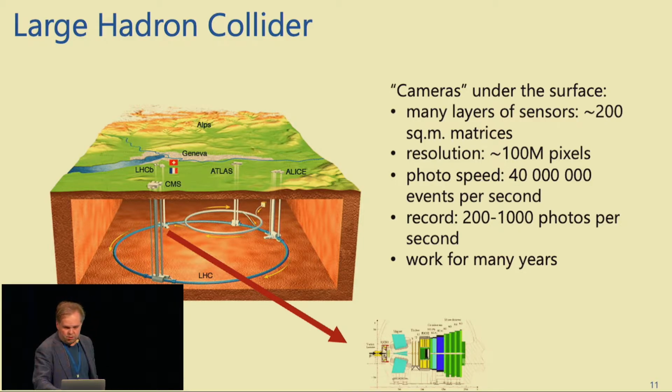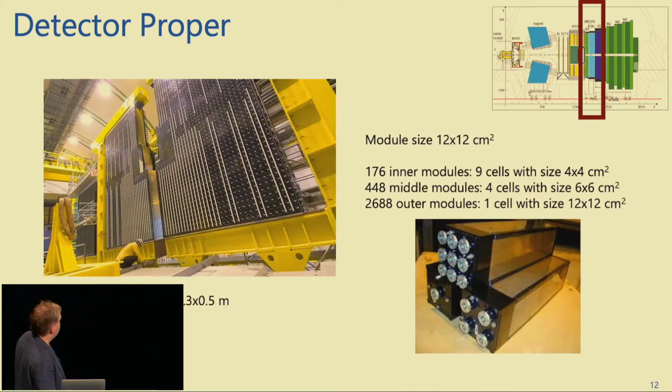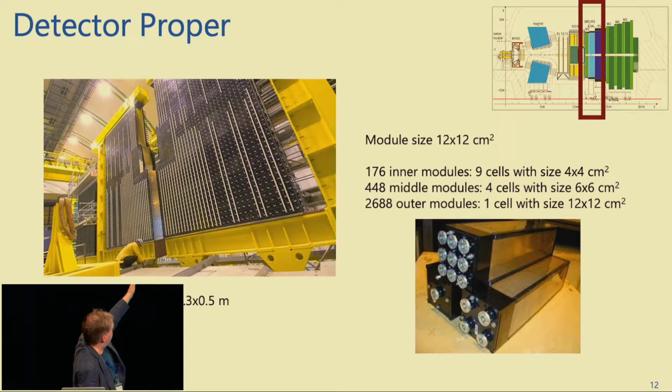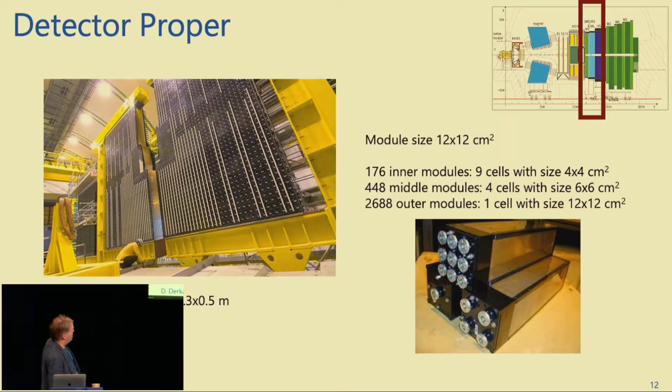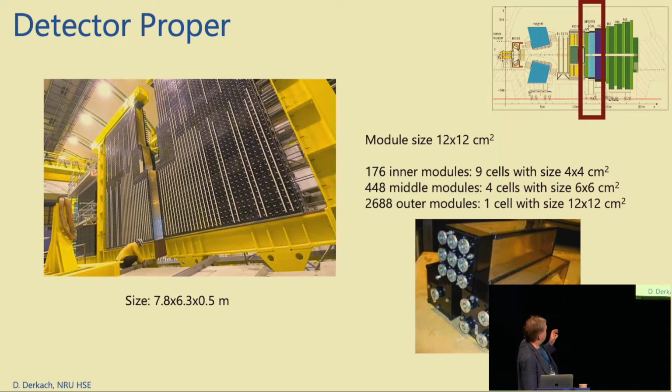But what does it look like? It looks like this. The man in the yellow t-shirt is not me. In fact, the detector looks like this. It really looks like a camera. This is a part of the detector. It's constructed out of many small parts, which look like they do on the right-hand side of the slide. And you can see that it's very expensive to construct.